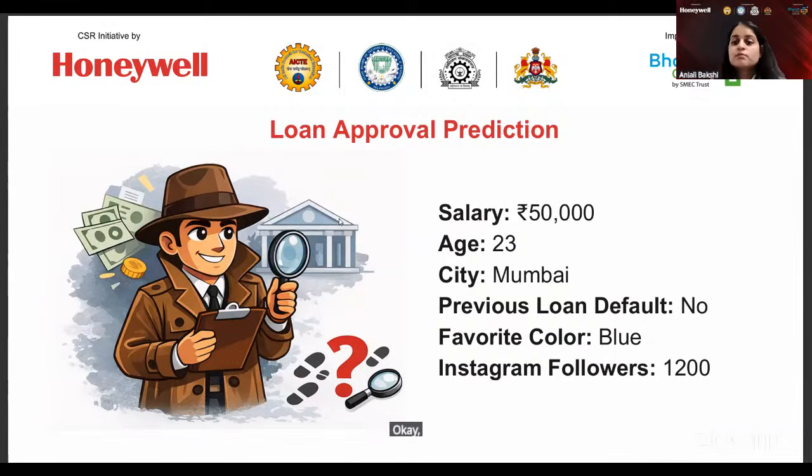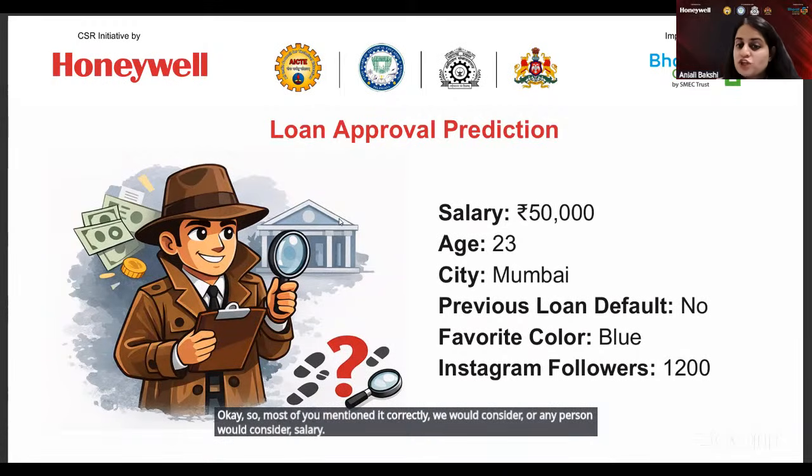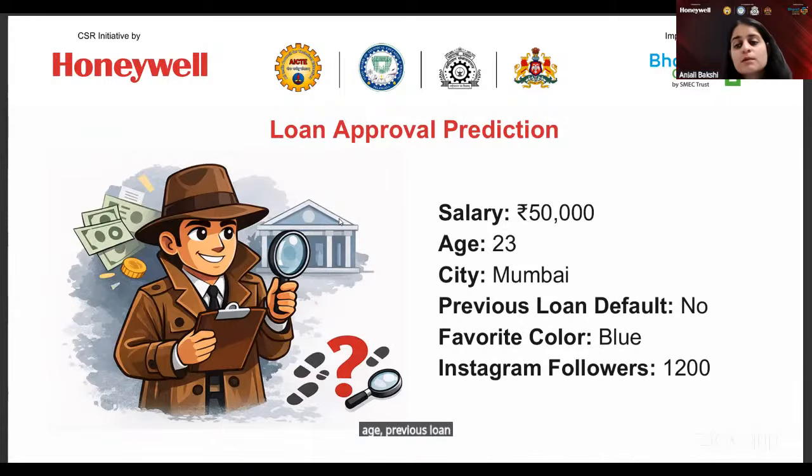Okay, so most of you mentioned it correctly. We would consider, or any person would consider, salary, age, previous loan default, and in some cases, city also, right? But not necessary. But we won't consider favorite color and Instagram followers. Why didn't you consider favorite color and Instagram followers? What is the reason for it?